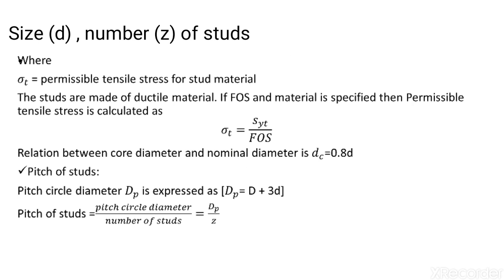If FOS and material is specified, then permissible tensile stress is calculated as sigma_t equal to S_yt divided by FOS. S_yt stands for yield strength of material. Relation between core diameter and nominal diameter is d_c equal to 0.8 d. Pitch of studs. Pitch circle diameter d_p is expressed as d_p equal to capital D plus 3d. Pitch of studs is the pitch circle diameter divided by the number of studs, equal to d_p by small z. This is all about the design of cylinder.